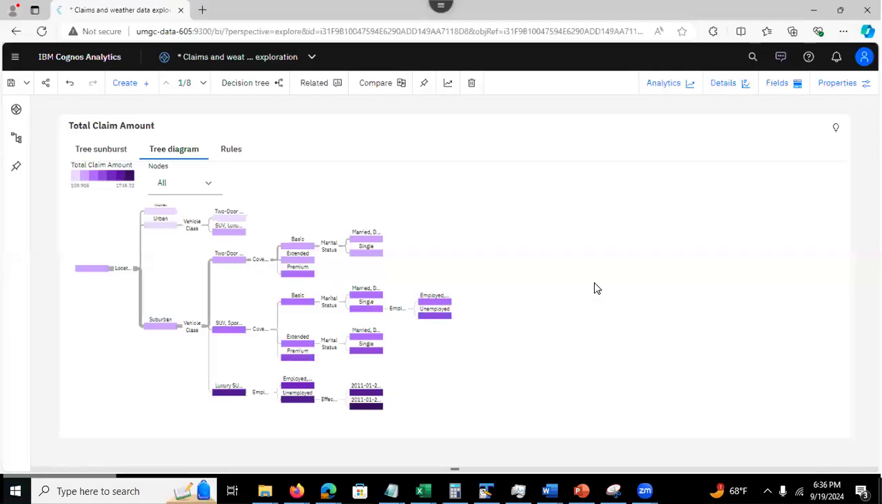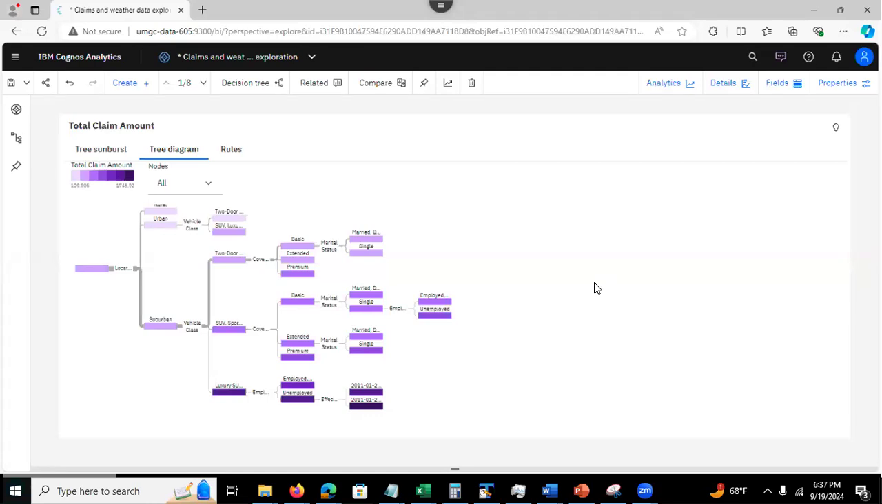In this short video, we will look at the decision tree model. We'll be using claims and weather data that tracks customer information, the vehicles that they drive, the coverage that they have, and the type of accident, and we will use that information to predict the total claim amount. So at the end of the day, suppose that we have a brand new claim. We want to be able to use the decision tree model to estimate the total claim amount, right?